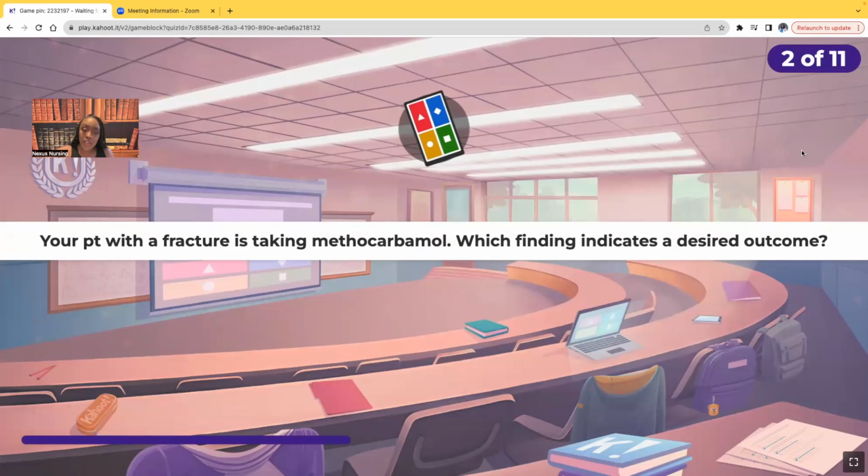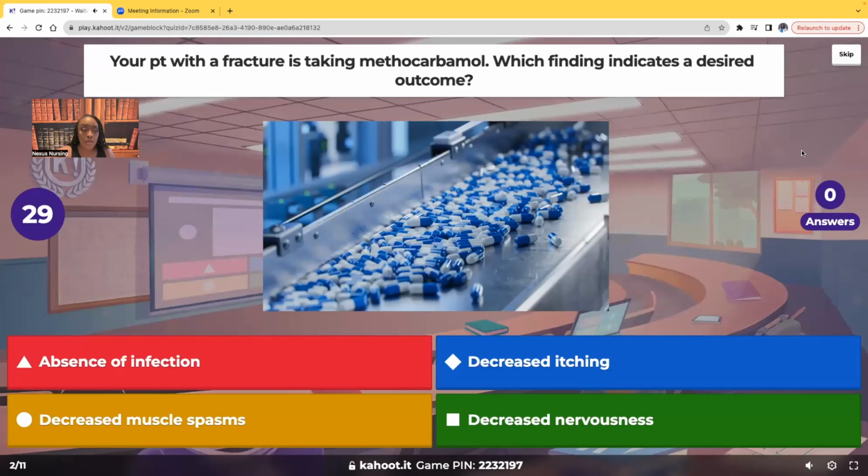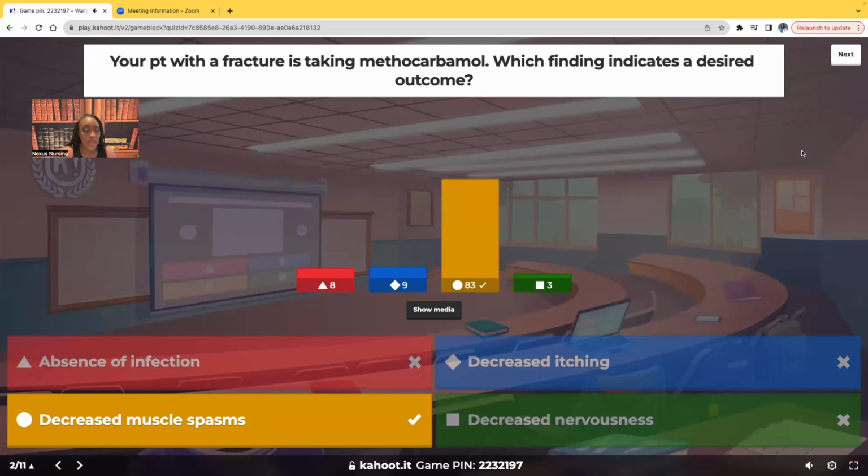Okay, your patient with a fracture is taking methocarbamol. Which finding indicates a desired outcome? Is it the absence of infection, decreased itching, decreased muscle spasms, or decreased nervousness? What do you think the answer is? Your patient with a fracture is taking methocarbamol. Which finding indicates a desired outcome? Very good. Decreased muscle spasms, because this is a muscle relaxer.